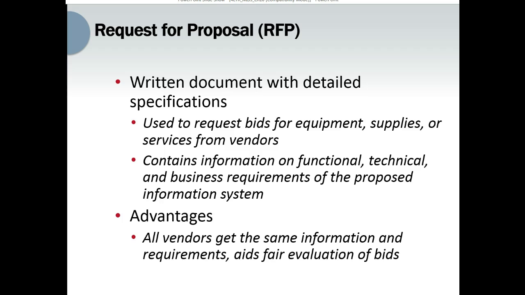Let's look at what is an RFP, or request for proposal. It's actually a written document with detailed specifications that is being used to request bids for components, supplies, or services from the vendors. It's usually prepared during the implementation phase and contains detailed information about the functional, technical, as well as business requirements for the proposed information systems. Normally, creating an RFP can take 6 to 12 months. But there is a lot of software out there that can help, as well as a lot of online technologies that can be used to create an RFP.